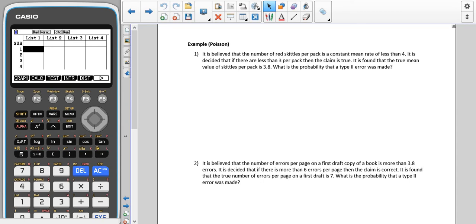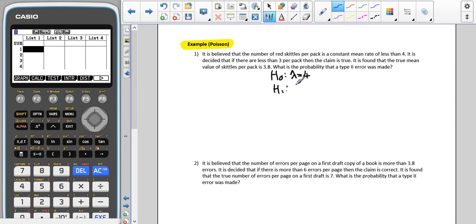So now we're going to move on to having a look at how we find the probability of making a type 2 error when we are dealing with the Poisson distribution. It is believed that the number of red Skittles per pack is a constant mean rate of less than 4. So if we were to perform this hypothesis test, our H0 would have been that lambda equaled 4, and our H1 would have been that lambda was less than 4.